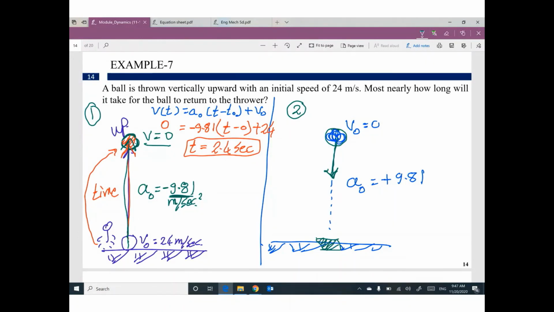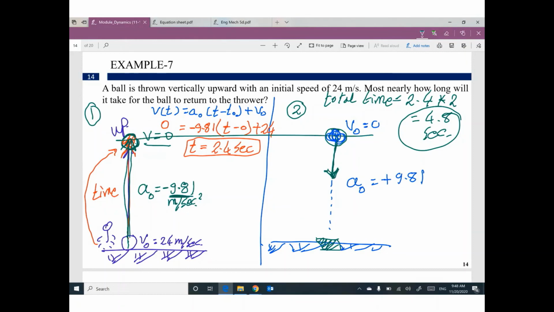So what do you think? The total time for the two trips will be 2.4 times 2 equal 4.8 seconds, I believe. Because the time needed for the first trip will equal the time needed for the second trip, because you are talking about the same distance and the same acceleration rate. So if you got the first time, go ahead and multiply it by 2 to get the total trip time.